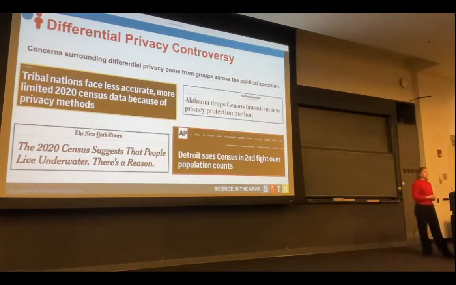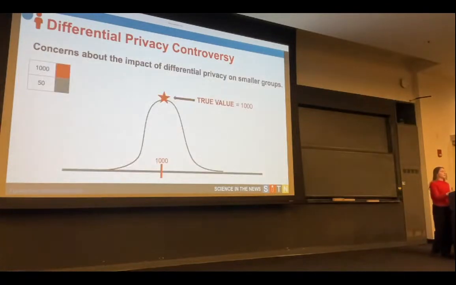And when the Census Bureau announced that they were going to start using differential privacy, there was criticism from many groups across the political spectrum, ranging from the National Congress of American Indians to the state of Alabama. And there were also popular press articles in high-impact publications like the New York Times and the Associated Press. And many of these criticisms pertain to differential privacy's impact on small groups.